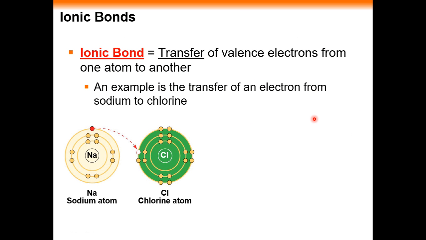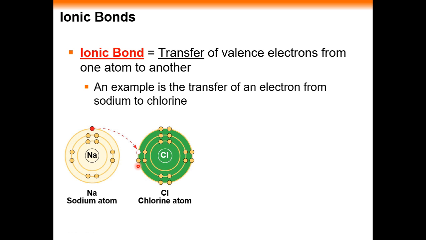So here's a really important bond known as the ionic bond. An ionic bond involves the transfer of a valence electron from one atom to another. So one atom gives up an electron and the other one takes it and accepts it. So it involves a donor and an acceptor. Here's one of the best examples of an ionic bond. It happens between sodium and chlorine.